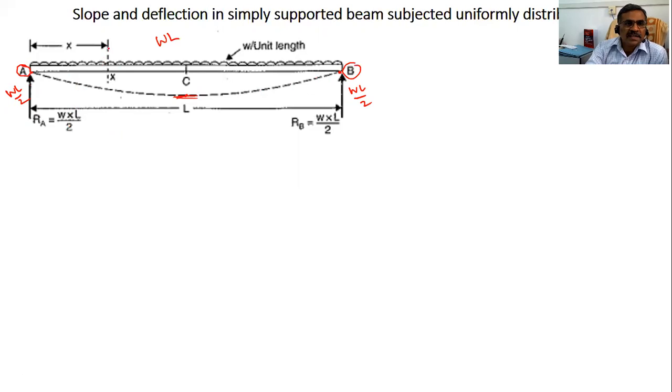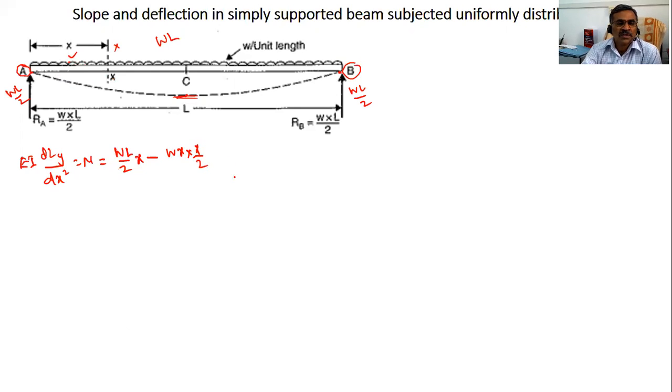Now take the axis at this location, find the bending moment and substitute in the deflection equation. The differential equation for deflection is EI into d square y by dx square is equal to M. Here M is equal to wL by 2 into x, the left side clockwise moment, so we take plus. That is the reaction wL by 2 multiplied by distance x, minus the load w into x, acting at the center, so x by 2. That gives wx square by 2. So this is the equation.